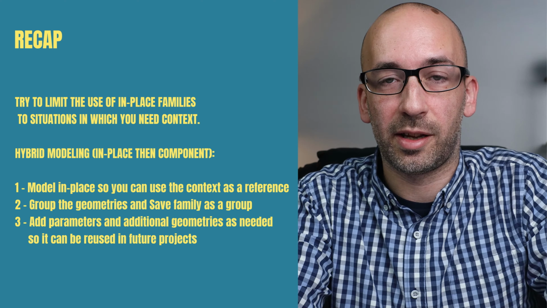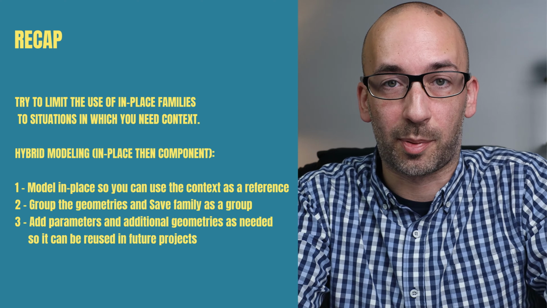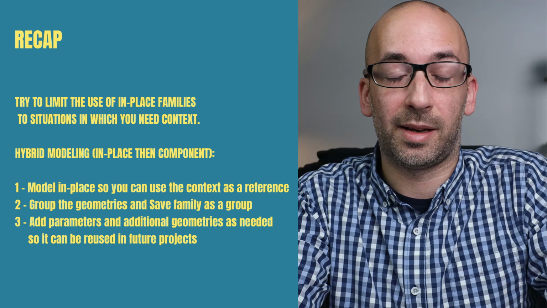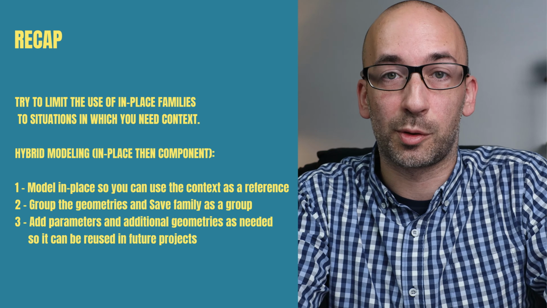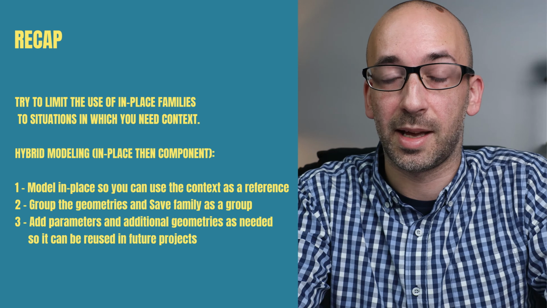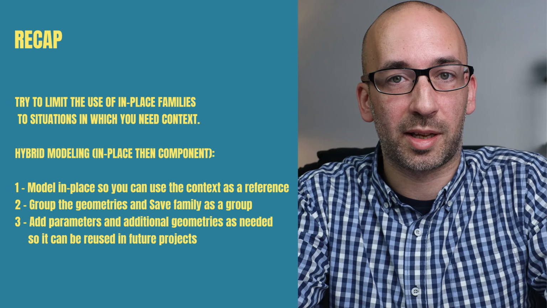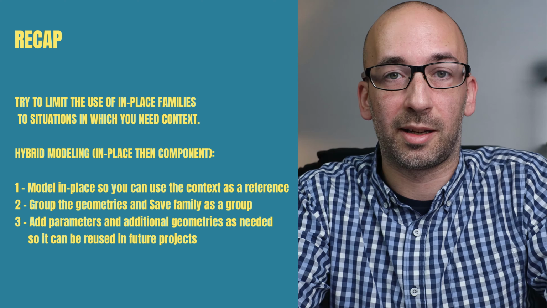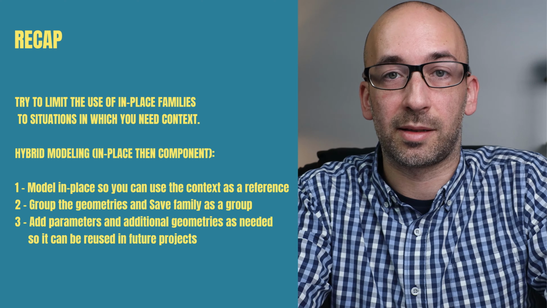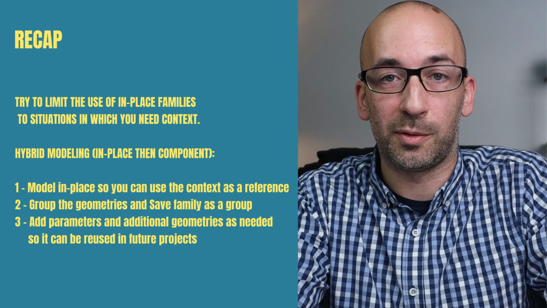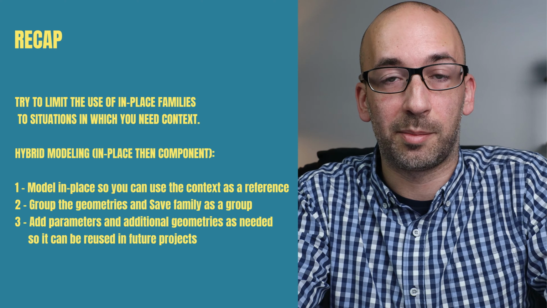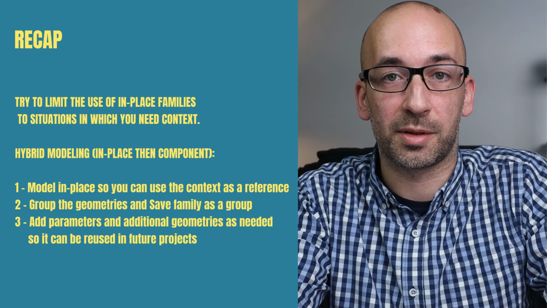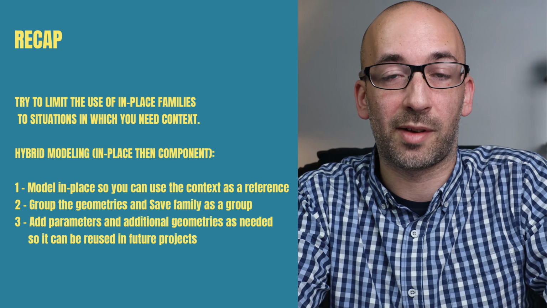So as a recap, what I did here was I modeled the family within the project as an in-place family so I could take advantage of the context around my geometries. And then I went ahead and turned those geometries into a group so I could transfer it to a component family. And at that point, I can add all the parameters that I need and reference planes to make it usable for future projects. Now, I can bring it back to the project if I wanted to and use the component family and delete the current in-place family because now the component family is more advanced, is smarter, it has more parameters, and it's more flexible for me to continue development.